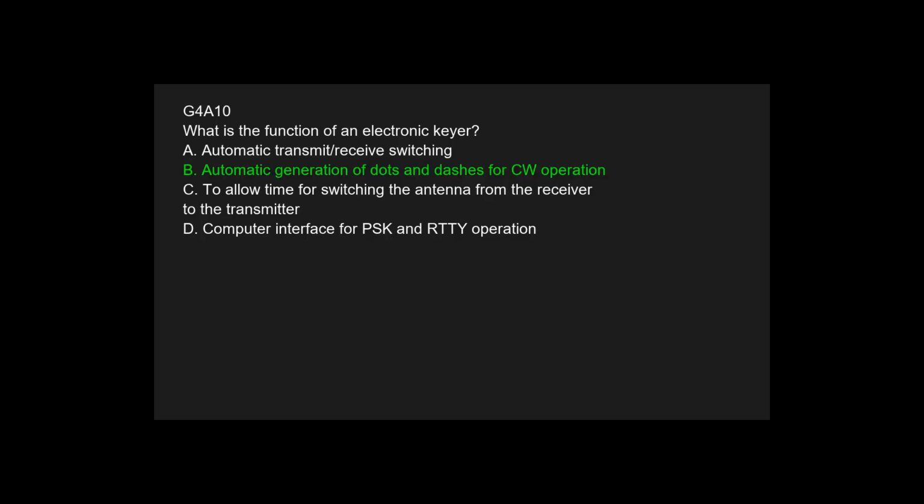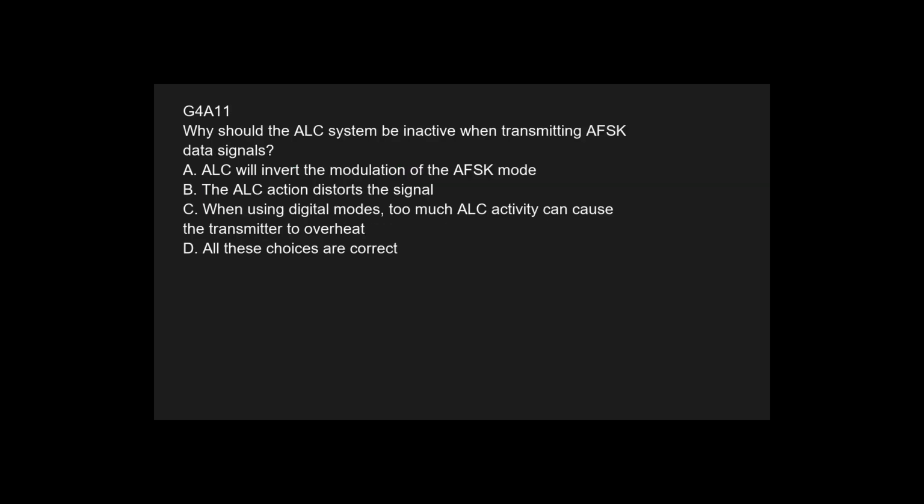The correct answer is B. Automatic generation of dots and dashes for CW operation. Question: why should the ALC system be inactive when transmitting AFSK data signals? The correct answer is B. The ALC action distorts the signal.